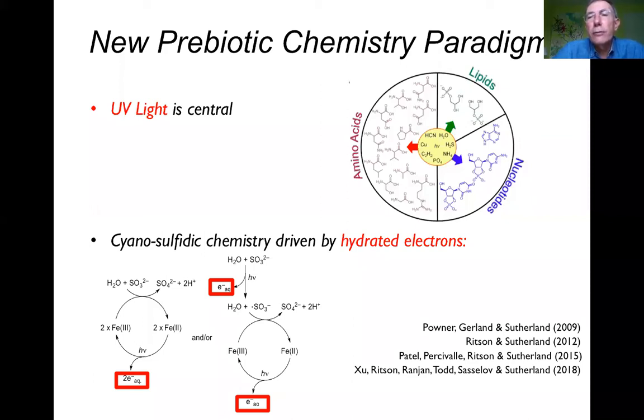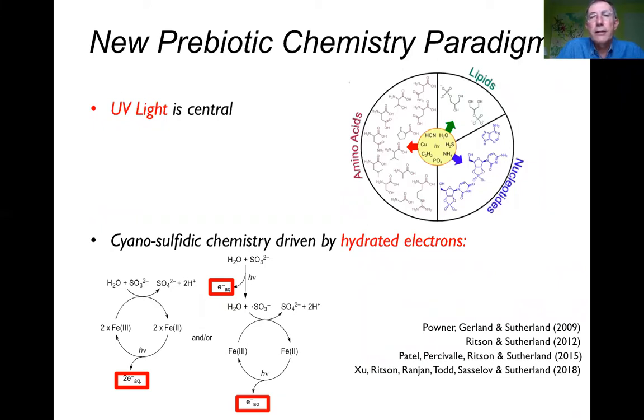Is this enough to build a protocell? The answer is yes. So if that project is finished tomorrow, and I would say it's not, but if it's finished tomorrow, then the next step, building the protocell, is very close at hand. So the question is, what is this new prebiotic chemistry developed by the Sutherland lab and now with a few other labs, including mine, involved in this? Well, UV light is central, and it is central in jump-starting the process.